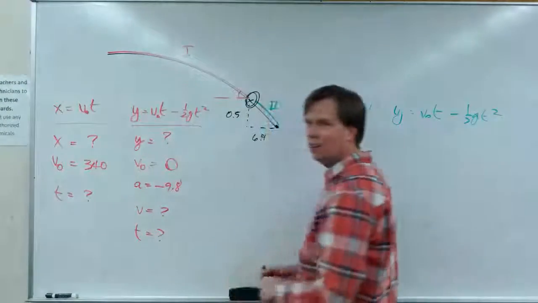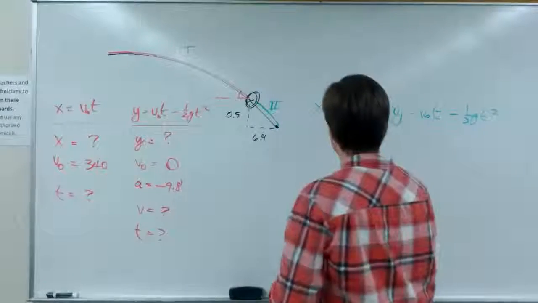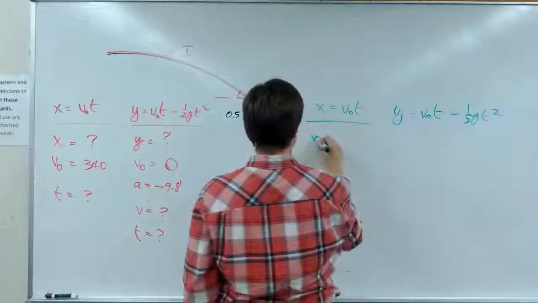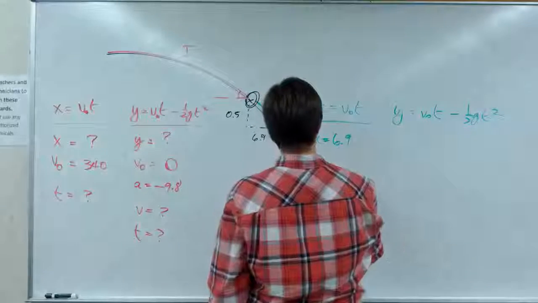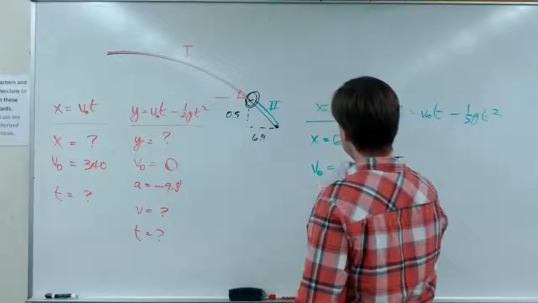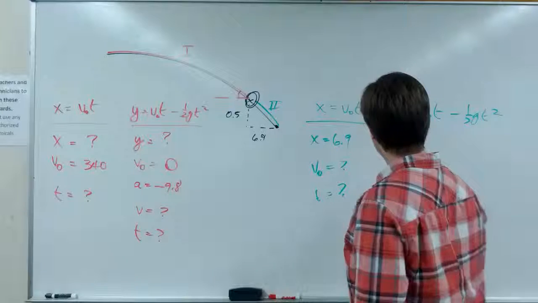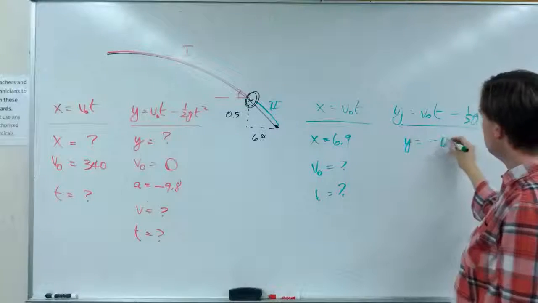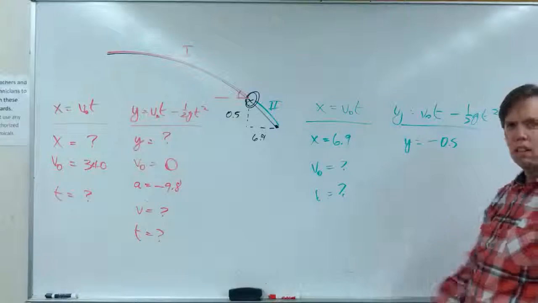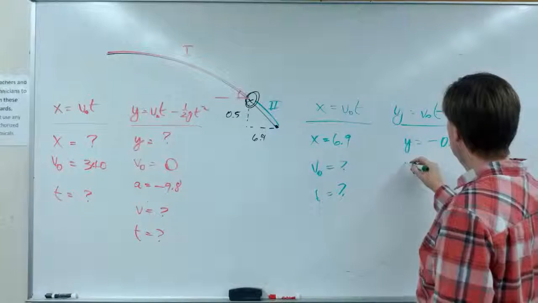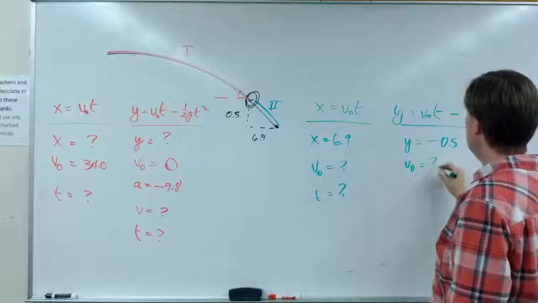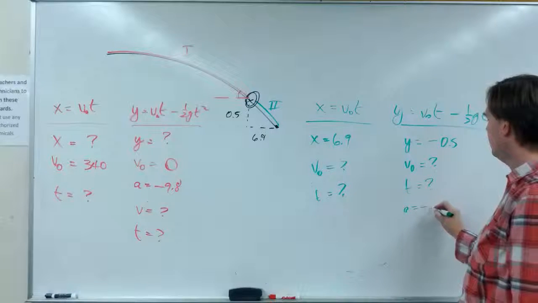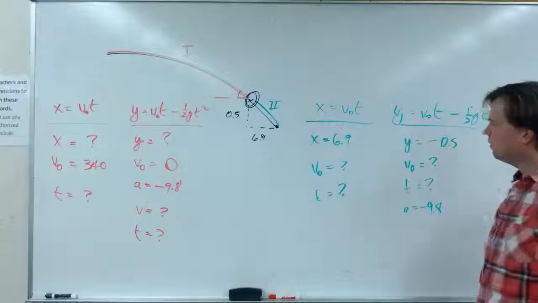Great. What about the green stuff? What do I know? X distance, I do know that: 6.9. Initial velocity, don't know that. Time, don't know that. Y, yes, I do know that. It's negative 0.5. Initial speed, don't know. T, don't know. A, yeah, I do know that: negative 9.8.